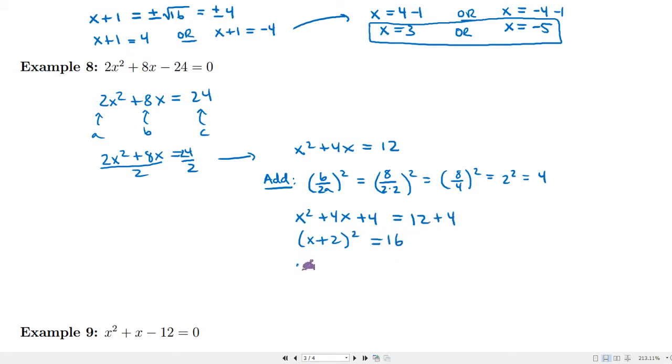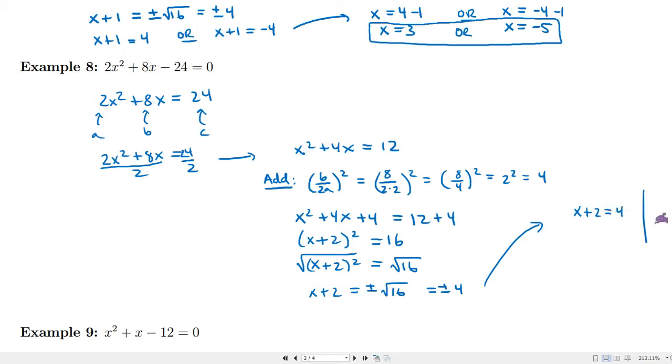And now taking square roots, x plus 2 squared, this will give us x plus 2 is plus or minus the square root of 16, which is plus or minus 4. And so now we have x plus 2 is equal to 4, and x plus 2 is equal to minus 4. So x is equal to 2, or x is equal to, subtracting, we'll have minus 6.